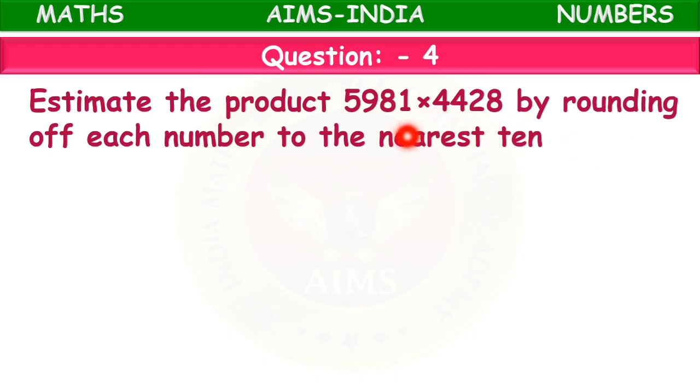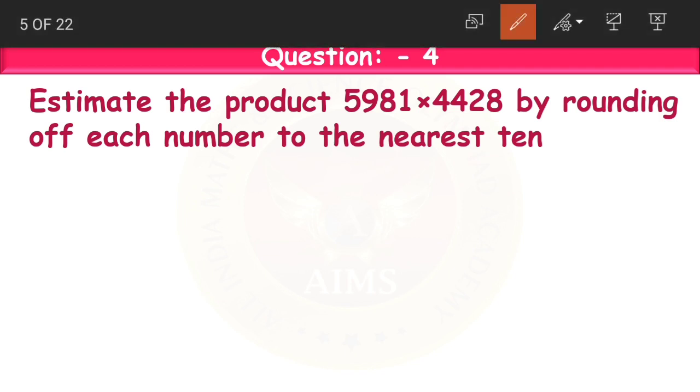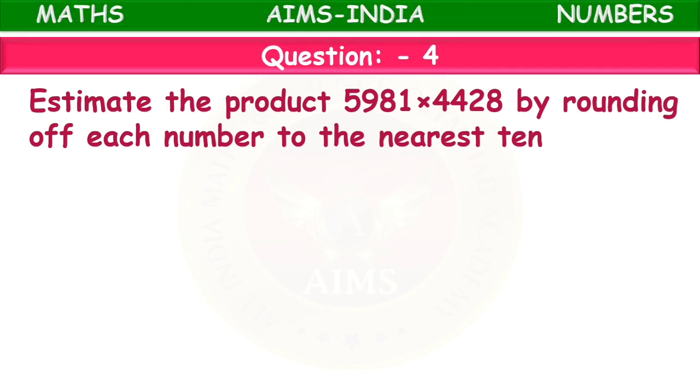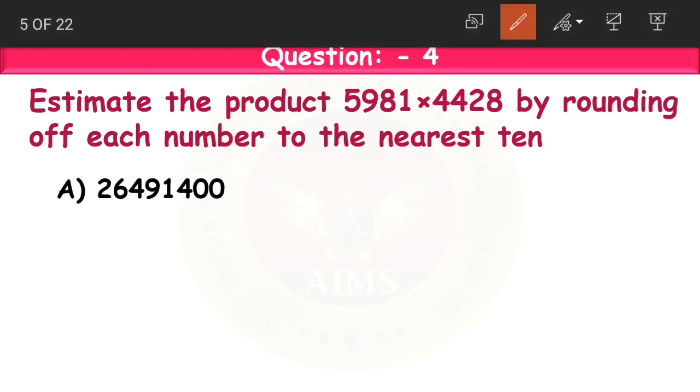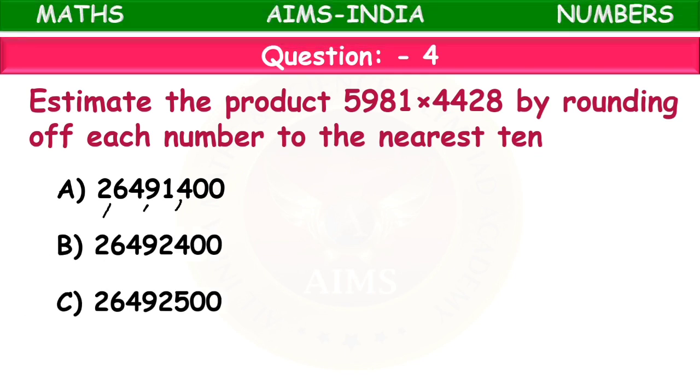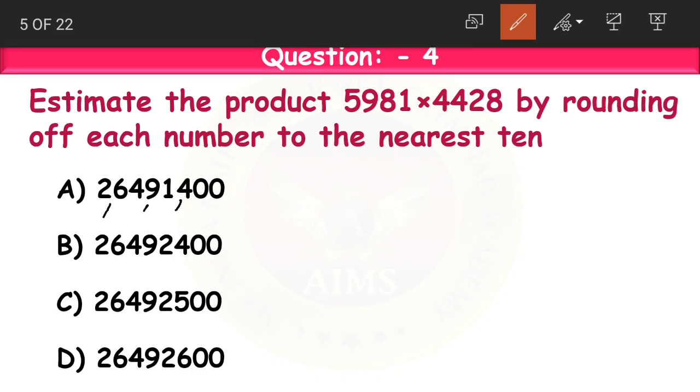Estimate the product of 5981 into 4428 by rounding off each number to the nearest 10. See, in this question, what are they asking? Let us look at the options as well. Option A. Let me put commas or else I'll read it out wrongly. Now, what are they asking us to find out? The estimate of the product by rounding off to the nearest tens.